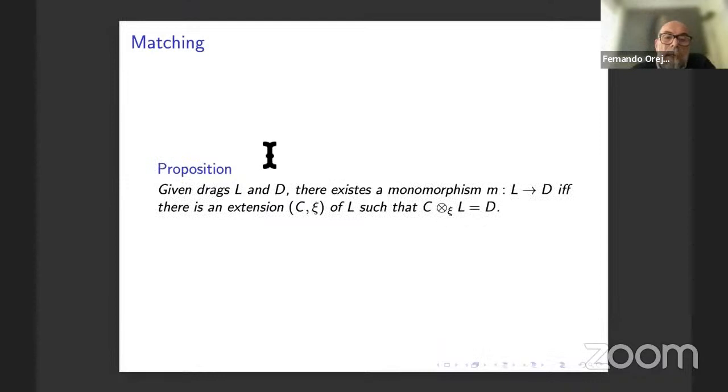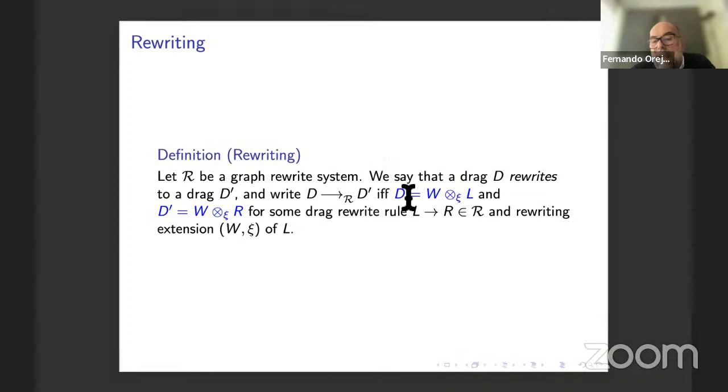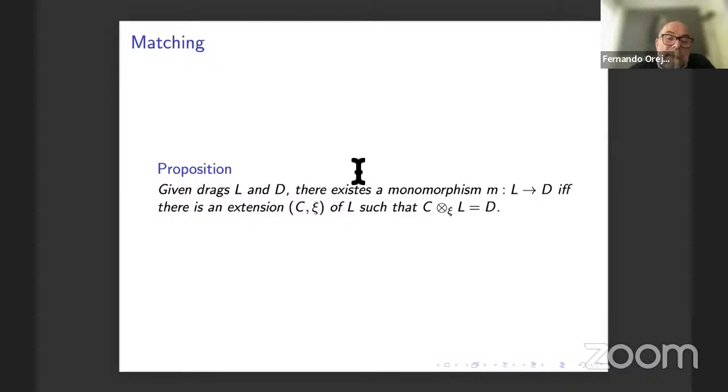In principle, as you can see here, the idea of matching is that given the left-hand side of a rule L and a drag D, to see if we can match L to D, we would need to find this complement W, this extension of L. Actually, it may be more simple because, as one would expect, given these two drags, L and D, there exists a monomorphism M from L to D, so a matching morphism, if and only if there is an extension C of L such that C composed with L is equal to D. So this relates the traditional way of matching in graph transformation with this kind of matching in drag rewriting.